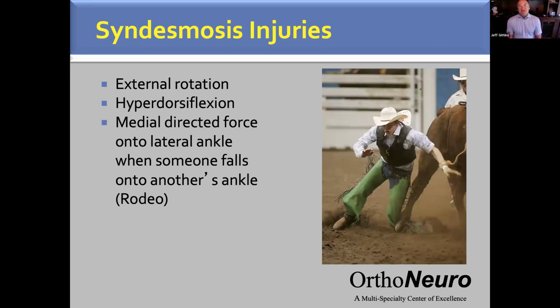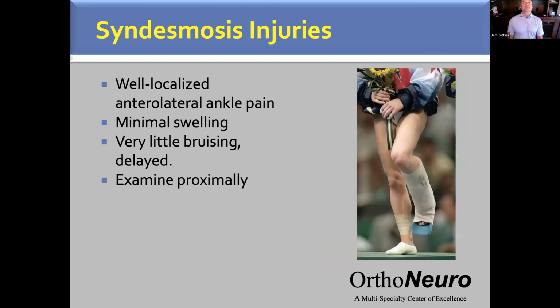With a syndesmotic injury, it's typically with external rotation. There's hyperdorsiflexion. There's a medial directed force onto the lateral ankle when someone falls onto another's ankle, such as in rodeo injuries, when the rodeo rider or cowboy gets stepped on.